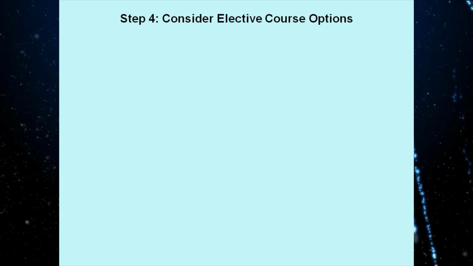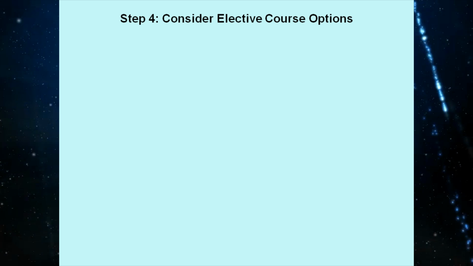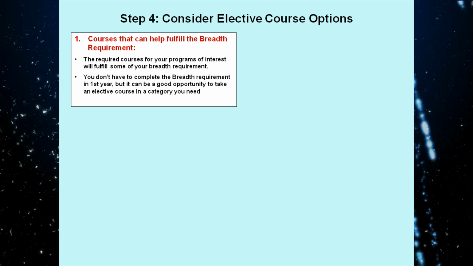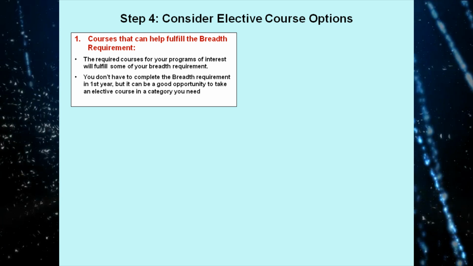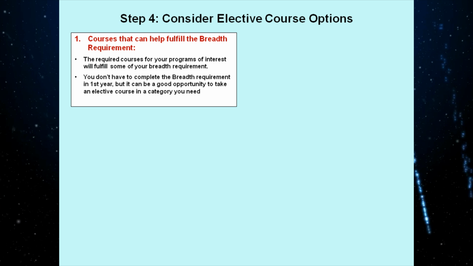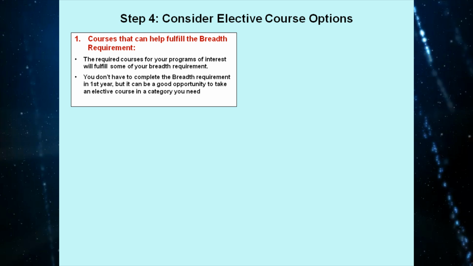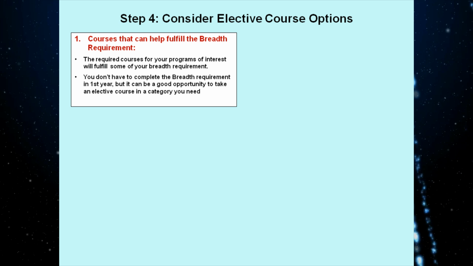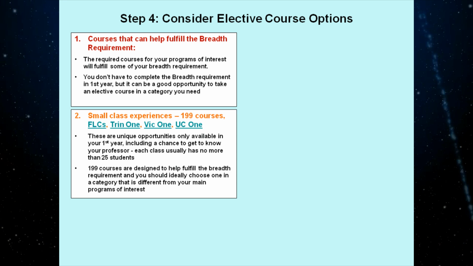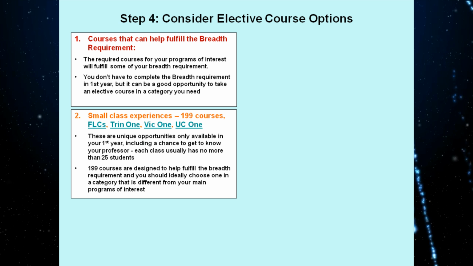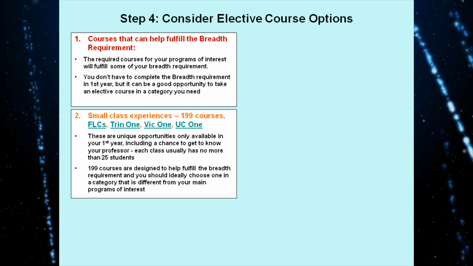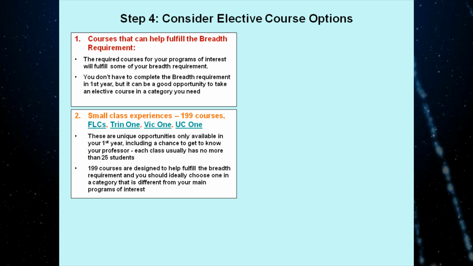Here are some things to consider when you are choosing your elective courses. The required courses for your program of interest will fulfill some of your breadth requirement. You don't have to complete the breadth requirement in first year, but it can be a good opportunity to take an elective course in the category you need. You may want small class experiences, that is 199 courses. These are unique opportunities only available in the first year, including a chance to get to know your professor.